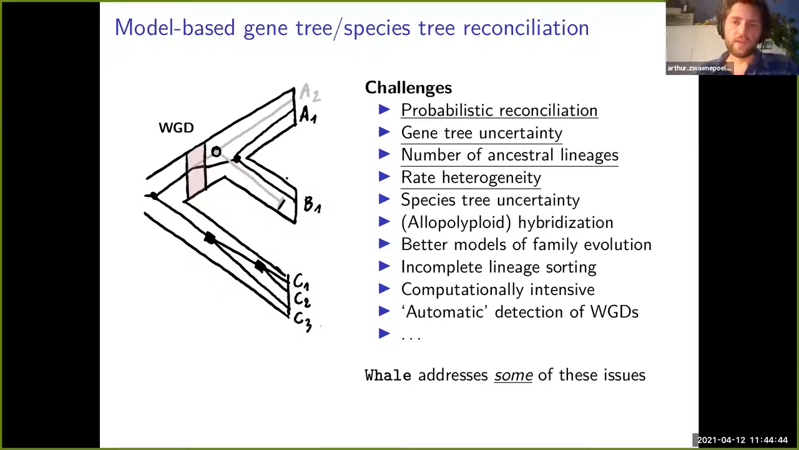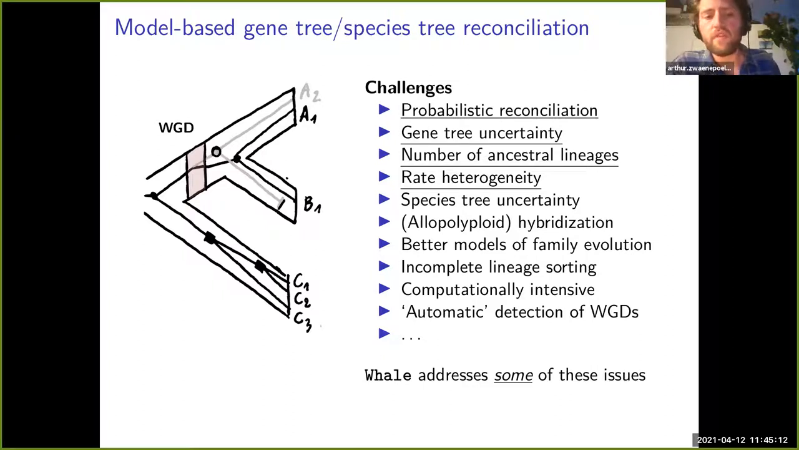So there are lots of challenges. These are only two of them. We need good prior hypotheses on the number of ancestral lineages. We need to deal with rate heterogeneity across branches of the tree, across families. What if our species tree is uncertain? It's also a big problem, right? What if there's hybridization in there? Or in our case, even allopolyploidy, it messes up our species tree and our gene trees and our reconciliation, really.